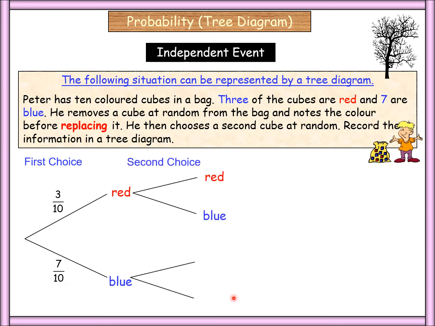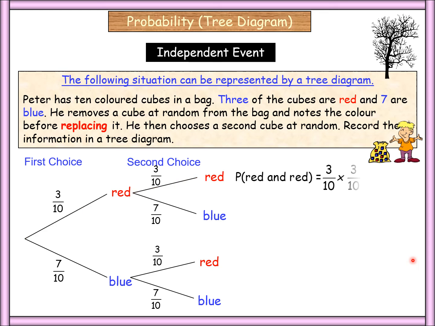Now, for the second choice, red, blue. Since it is an independent event, whatever the outcome or probability in here, it does not affect the color of your choice in the first choice. So it's still 3 over 10. For the blue, 7 over 10. For the red in here, 3 over 10. And for the blue, 7 over 10. Because he replaced it. Okay? So the first choice does not affect the second choice.